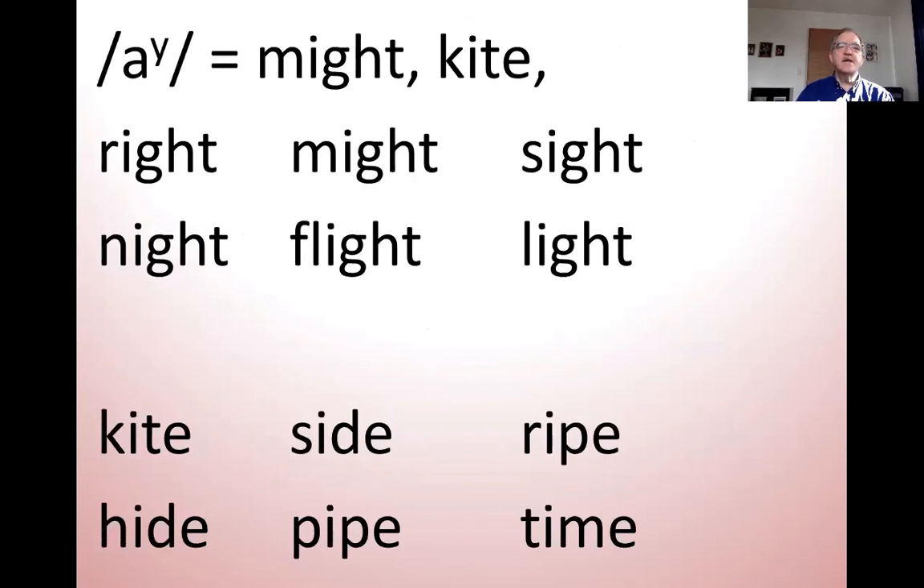All right, now we have the long I. Please repeat. Might. Kite. Right. Night. Might. Flight. Sight. Light. Let's go down. Kite, hide, side, pipe, ripe, time. Okay, did you get all those?